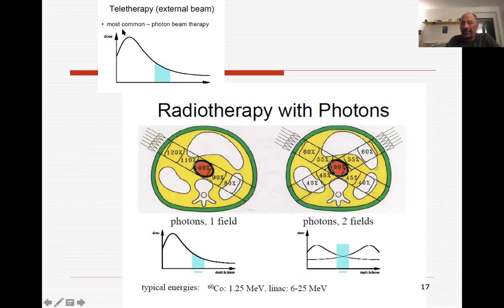But the problem is the depth dose distribution. If you have a tumor at a certain depth, these are organs at risk here. This is the liver, these are the kidneys, this is the spinal cord. If you have a tumor here and you take an X-ray machine and shoot the beam in this direction, the dose here will be higher than the dose to the tumor. And then you will also have a tail, because the X-rays don't stop, so they go down here.